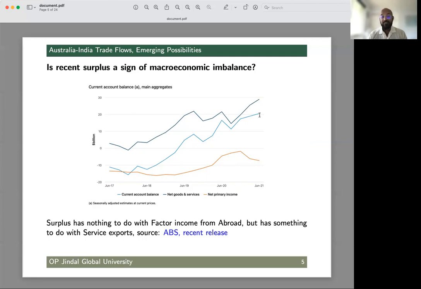Now, I wonder if this is a sign of a healthy Australian economy, or is it a sign of worry for the Australian economy? I also wonder if this has something to do with macroeconomic imbalance, that Australia is maintaining a surplus. So these are questions which are pertinent and which one needs to answer if one needs to think about whether this surplus is sustainable. If at all we want the surplus to be sustainable, that's the question that everybody is talking about nowadays. The data is from the Australian Bureau of Statistics, and these are balance of payments accounts, all seasonally adjusted.